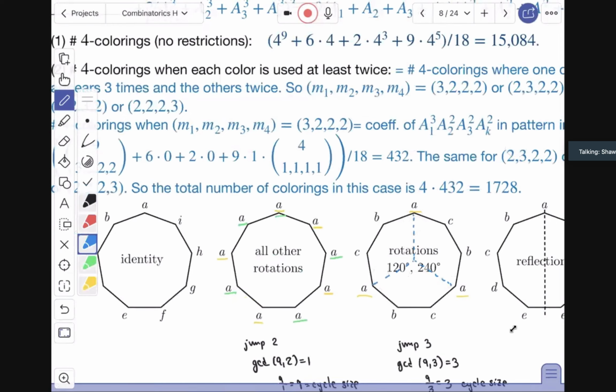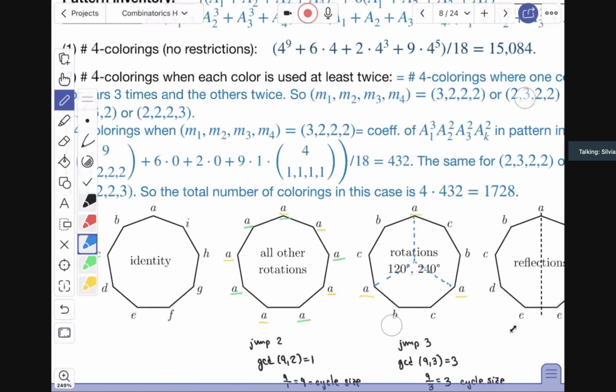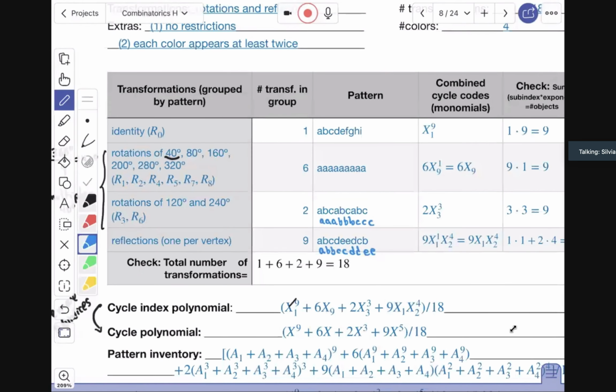Okay, well, can we just list all the rotations into one? Yes, if you want: 40 degrees, 80, 120, 160, etc. You can have your table with 18 rows if you want. And some of them are going to be equal, but you can have one transformation per row. You'll have 18 of them, and you can find the cycle codes for each one of them. Many of them, namely 9 of the rows, all the ones for the reflections, are going to be the same. 6 of the rows for these rotations are going to be the same, and these other 2 are going to be the same. But if you want, yeah, you can list them up.